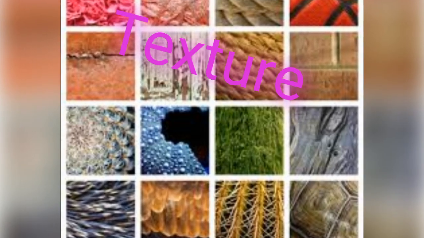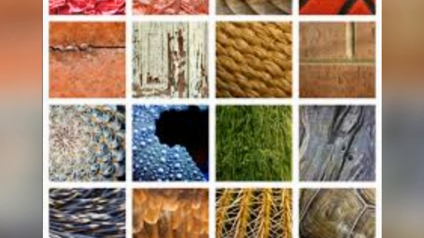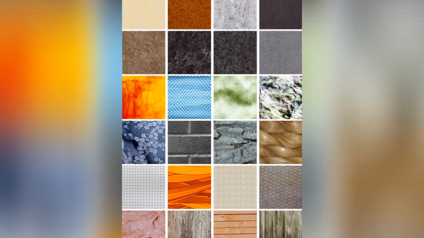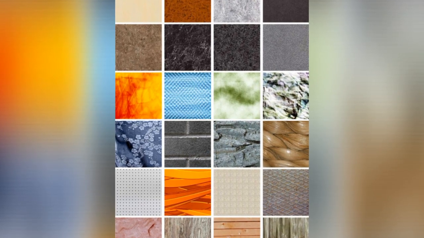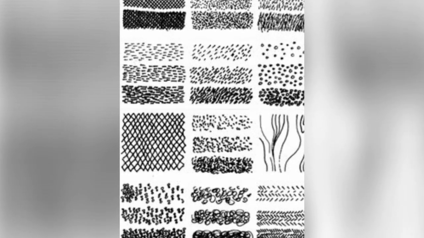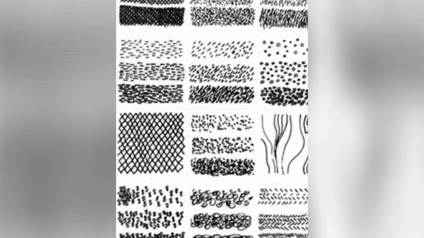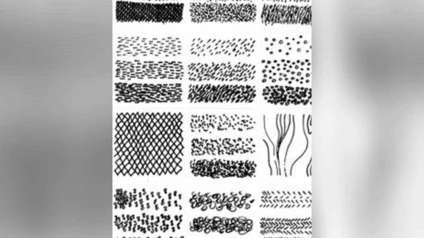Today we're going to be looking at texture. Texture is how something feels when it is touched, and it's a very important element of art. Texture can be really felt. For example, if you scrunched up tissue paper and stuck it to your art, you could actually feel that. Or, it can be implied.